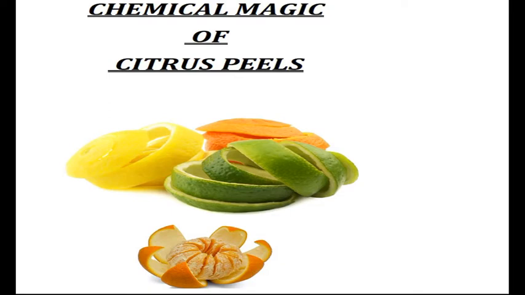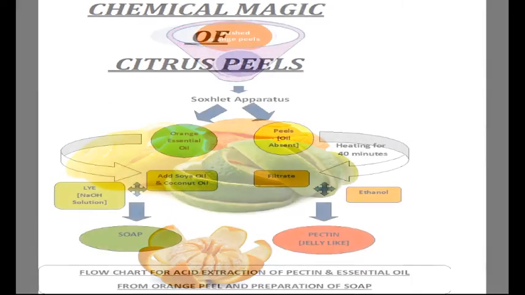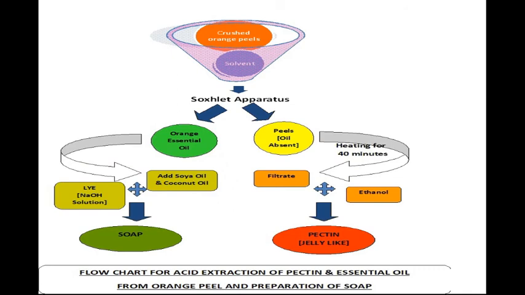So we have two aims. First, to extract essential oils from orange peel, and second, to extract pectin from orange peel. Here is the flowchart for acid extraction method of pectin and essential oil from orange peel and preparation of soap. Let us come to the procedure.